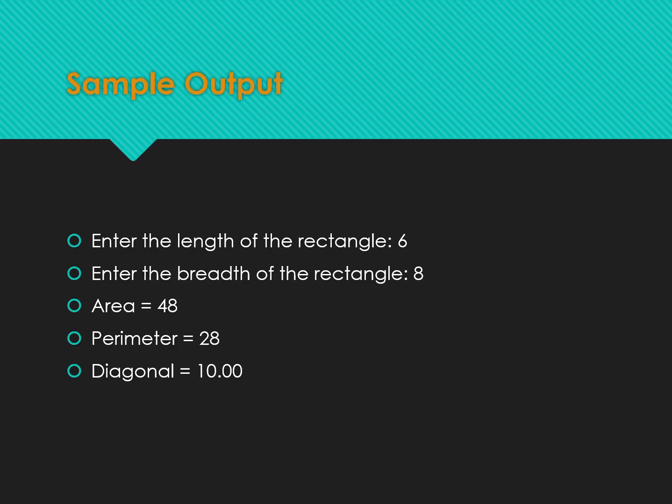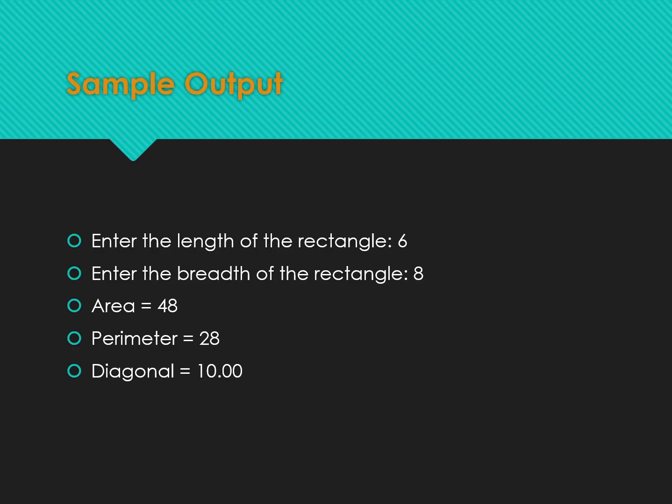Let's now look at a sample run of the program to understand how all the components work together. The program begins by prompting the user for input. Here, the user enters the length of the rectangle as 6 and the breadth as 8. Once the input is provided, the program moves on to the calculate method and performs the computations. The area is calculated as 6 multiplied by 8, which equals 48. The perimeter is calculated as 2 times the sum of 6 and 8, giving us 28.